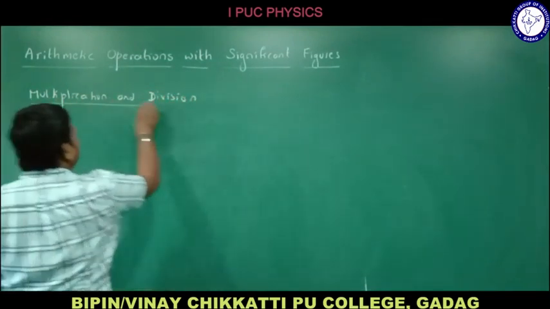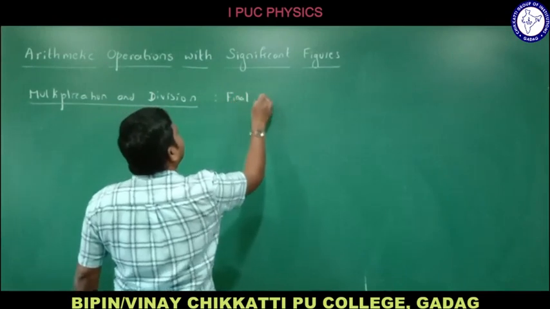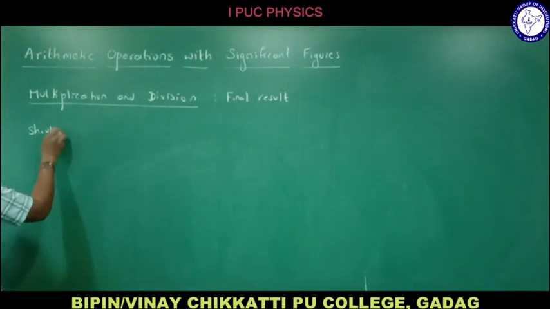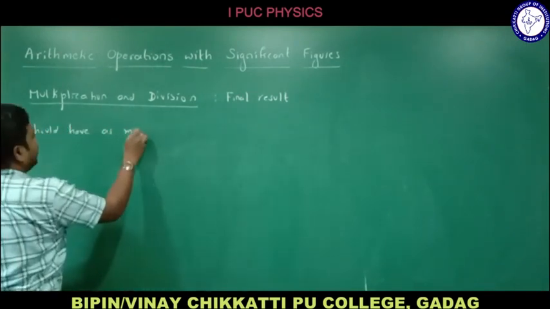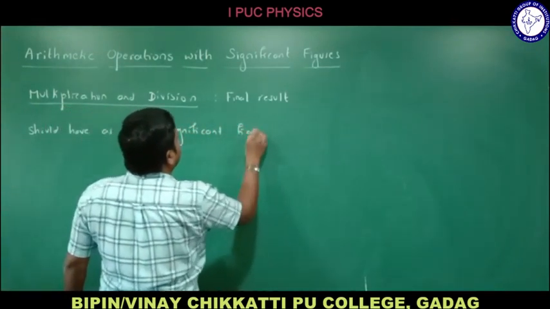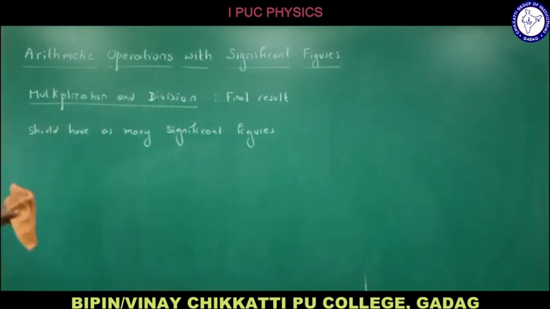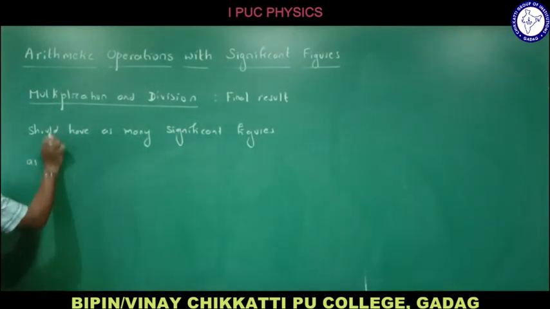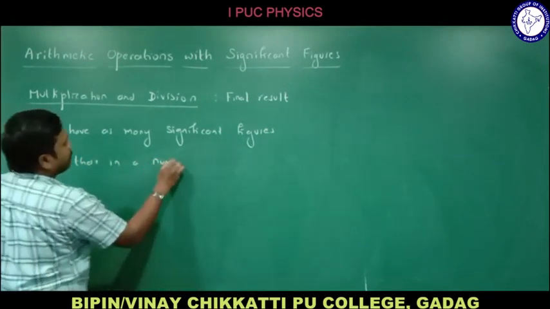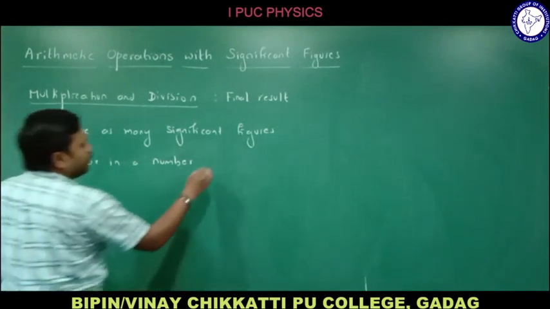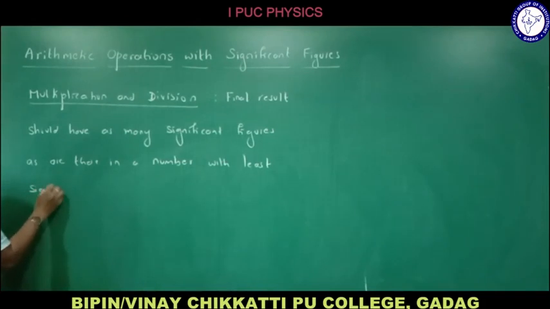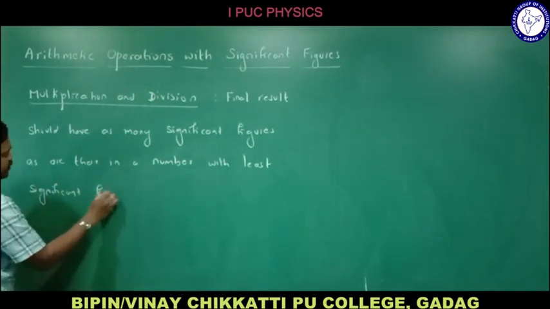Okay, let me take multiplication and division. The final result, the same thing. The final result should have as many significant figures as are there in a number with the least significant figures.